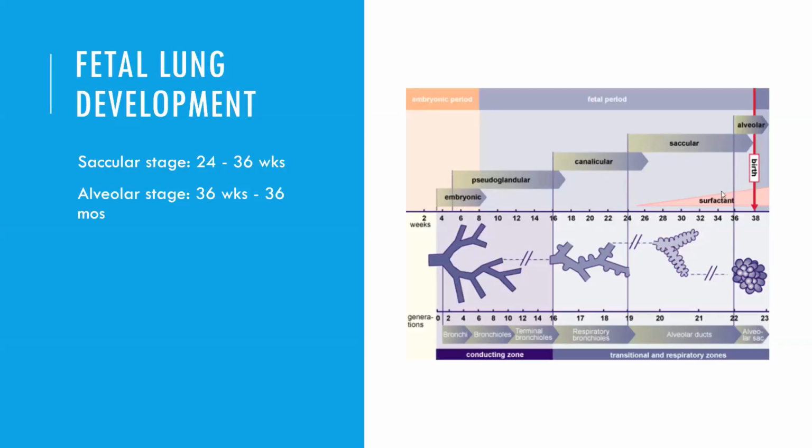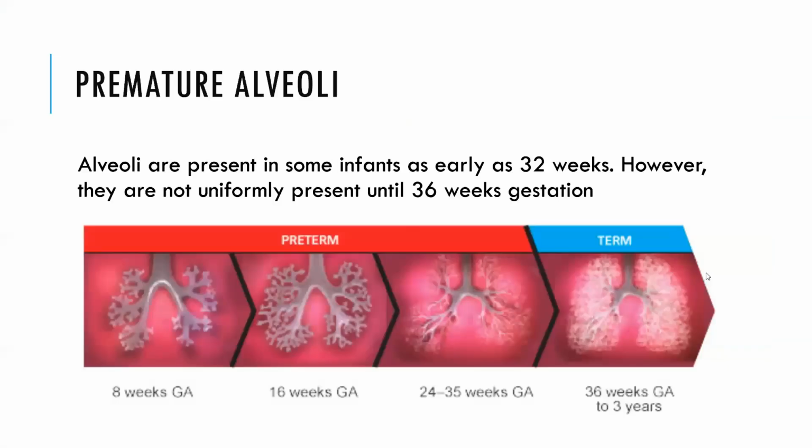Disturbances within these two phases, and when I say disturbances, I mean just being born prematurely, being put on the ventilator, high FiO2, can really lead to the formation of lungs with fewer alveoli and a dysmorphic pulmonary vasculature. So we talked about when the alveoli are formed, what stage, and how premature alveoli look.